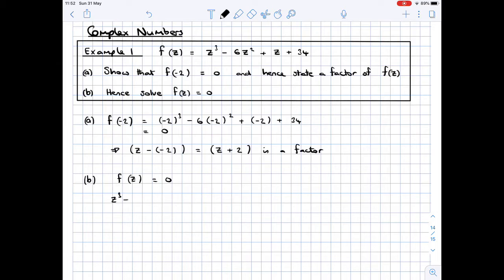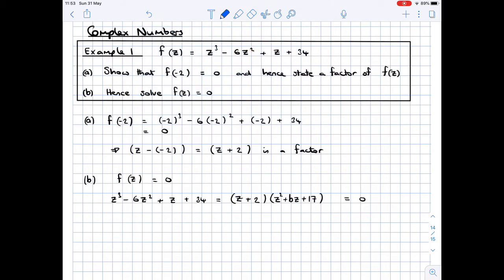In part B, we now need to go on and solve. Well, to solve this, we're going to use the factor that we found previously. So at this point, we can say that z plus 2 times something is equal to the function. So 2 times what is 34? Must be positive 17. z times something is z cubed, must be z squared. Meaning we don't quite know what the middle term is yet, so we'll just call that bz.